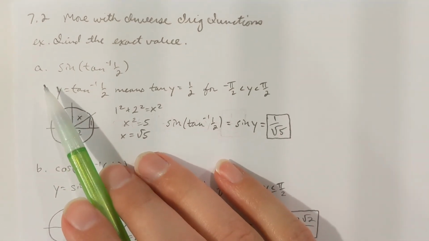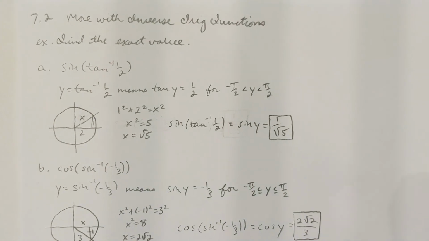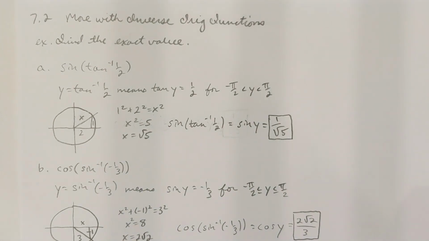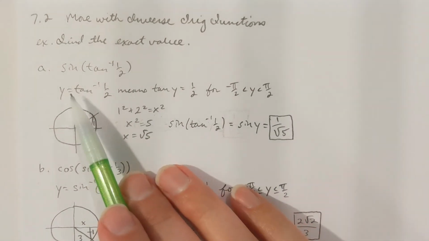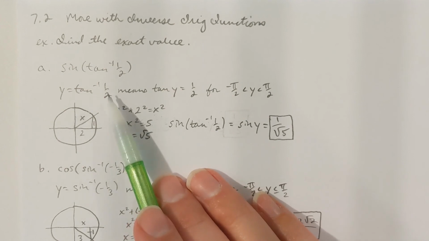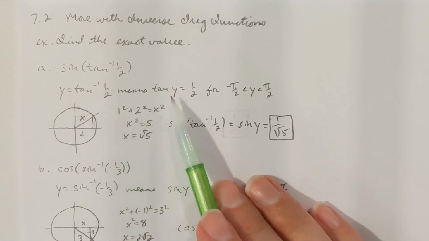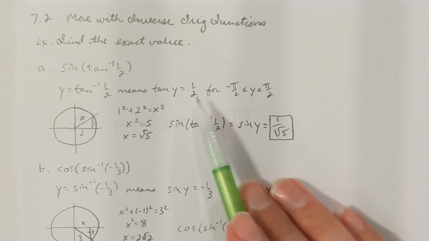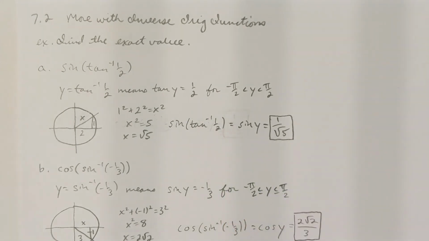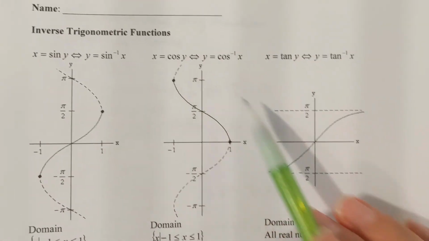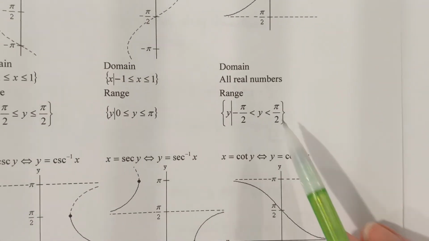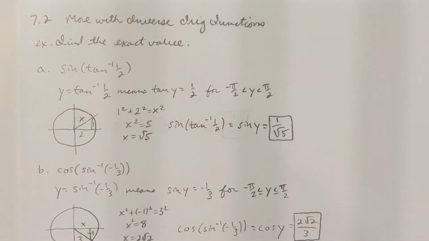We've got some examples. Part A, suppose I want to find the value of sine of tangent inverse of 1/2. So how this calculation is going to go is I'm going to first let y be equal to tangent inverse of 1/2. Y equals tangent inverse of 1/2 means that tangent of y equals 1/2. And this is for values of y that are ranging between negative pi over 2 and pi over 2. We talked about the inverse trig functions worksheet here in the last videos. Here's how I'm getting those conditions on y for the tangent inverse curve.